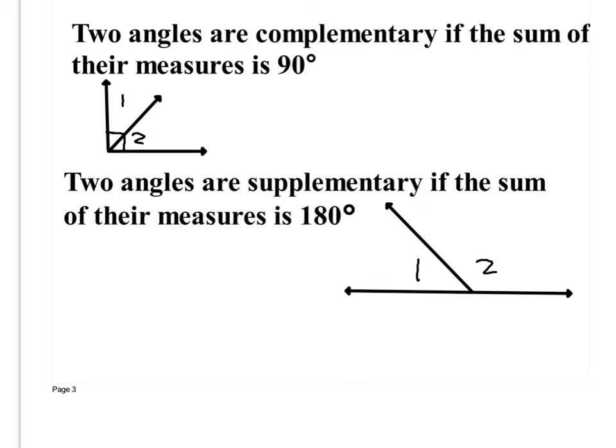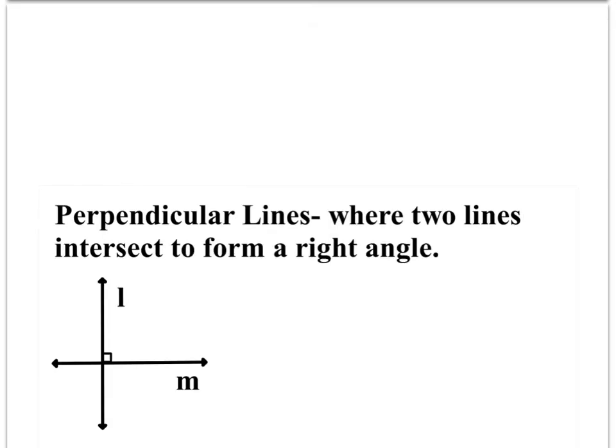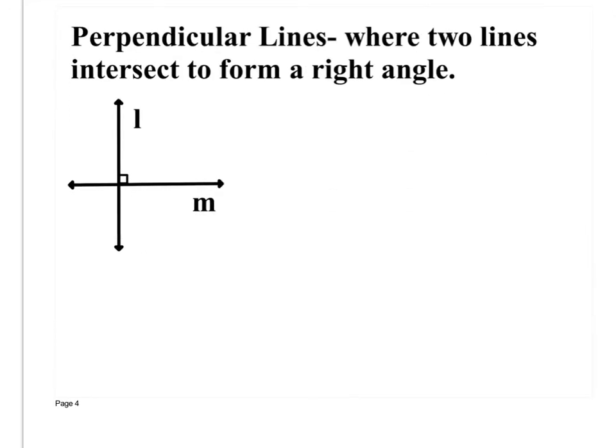How I remember which one's which is that C comes before S, and 90 comes before 180. So complementary is 90, supplementary is 180. That's how I think. What one comes first? C comes first, and so does 90. So if it says, are these complementary? You need to know, do they add up to 90? All right? You need to write this down.